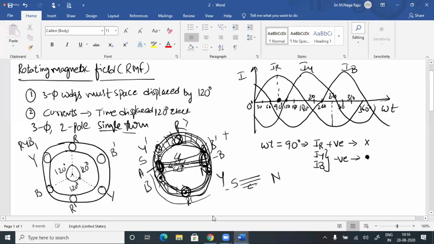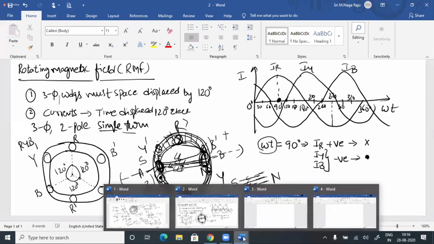This is the flux direction. Okay. Now, if this is the magnetic flux direction, the center line of this flux is called the magnetic axis. The center line, this one. So this is the position of the magnetic field axis at omega t equal to 90 degrees. Clear? Now we'll see at omega t equal to 150 degrees.